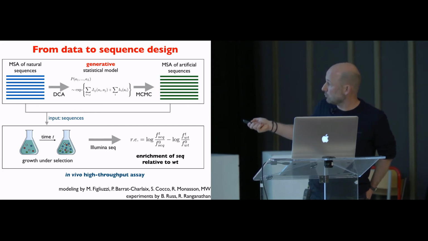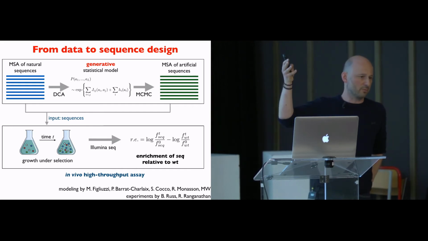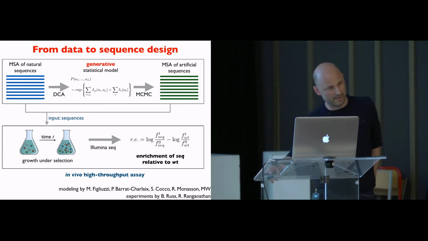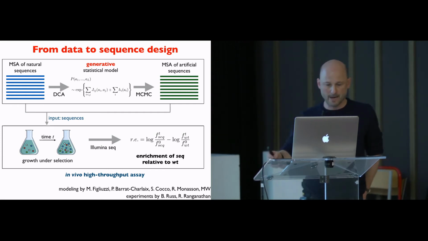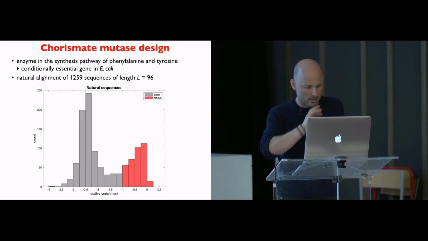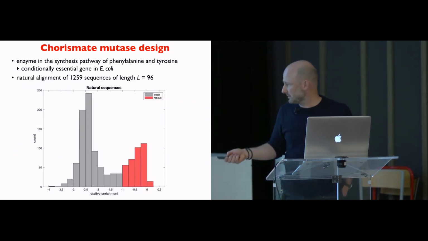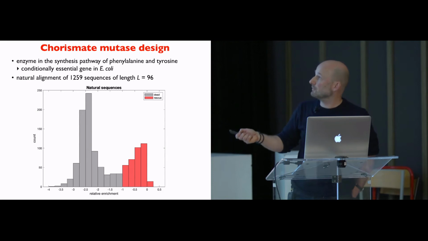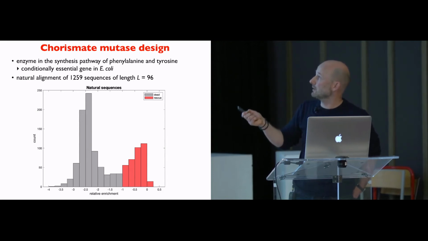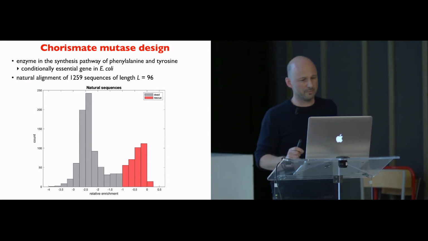So this would be a positive number if the sequence we are interested in had a stronger growth than the natural one, and it would be negative if it has less growth. Okay? What you find, and this is this relative enrichment here, so the protein we have been using to do this is so-called Chorismate mutase.